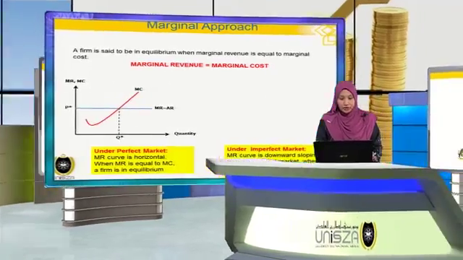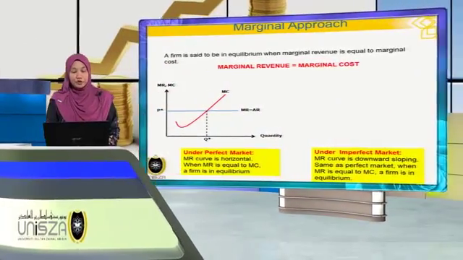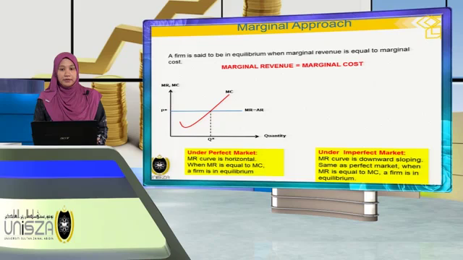Okay, we go to another approach, how to calculate the profit maximization. We go to marginal revenue and marginal cost. A firm is said to be in equilibrium when the marginal revenue is equal to marginal cost.